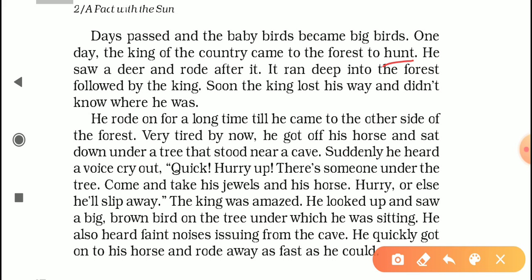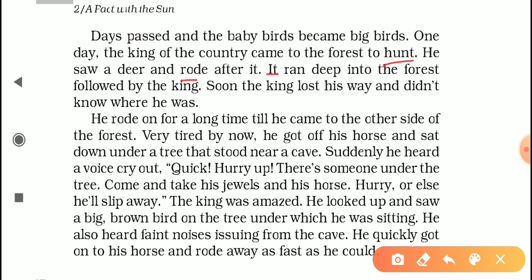And he saw a deer and rode after it. Rode means he rode on his horse and chased after the deer. It ran, it means the deer ran deep into the forest. The deer is an animal of the forest, and that animal knows many ways of the forest, and obviously he wanted to save himself. So that is why he ran deep into the forest, and the king also went behind the deer.